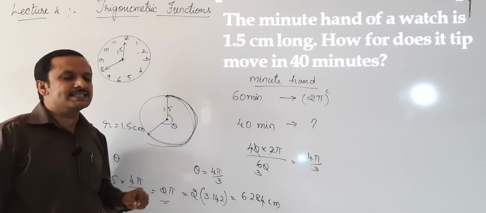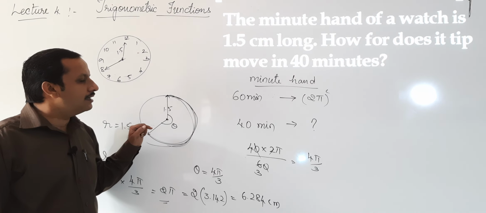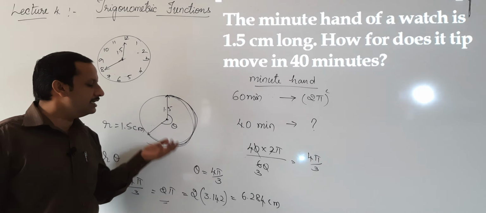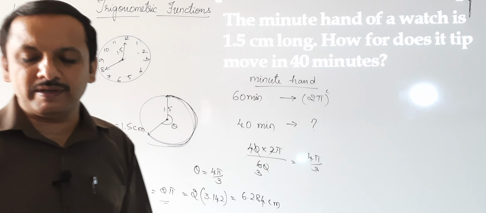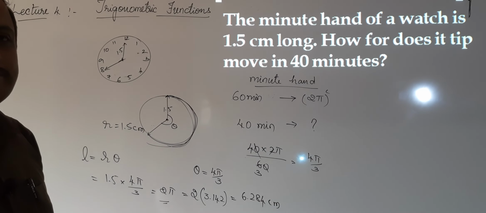So in 40 minutes, the tip of the minute hand will move 6.28 centimeter. Okay. Next question.